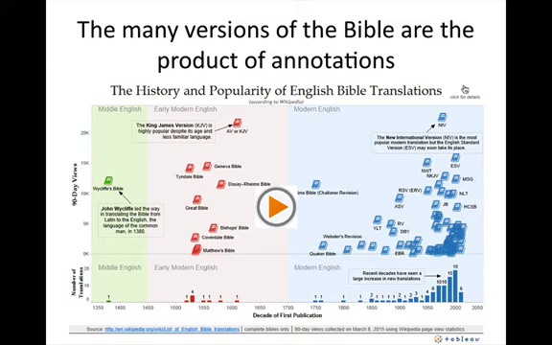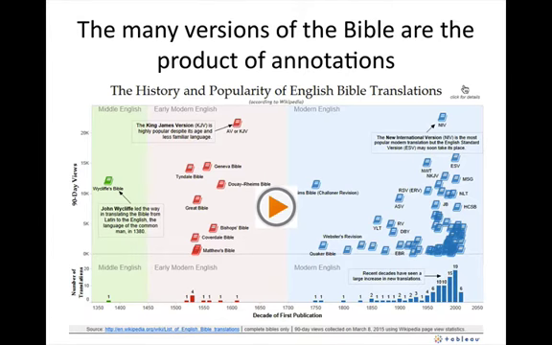So annotations are really a way for readers of a text to understand where that text comes from. How did it end up looking the way it looks in their hands? And in a sense, it gives them a way to understand the role of the author in that text, right? Who is the author of the Bible? That's a good question. It's certainly not the person who translated it.